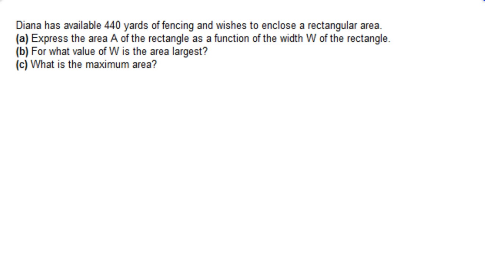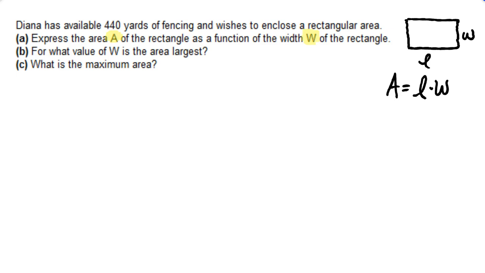So, since Diana wants to enclose a rectangular area, a rectangle has a length and a width, and the area of the rectangle can be calculated by length times width. Now, it seems like we're almost there, but we want to find the area as a function of width. Right now, we have area as a function of length and width. So what we need to do is use this 440 yards to get rid of this variable of length in our function.